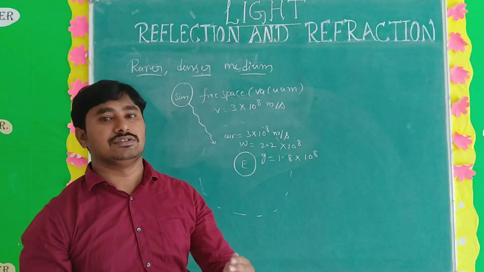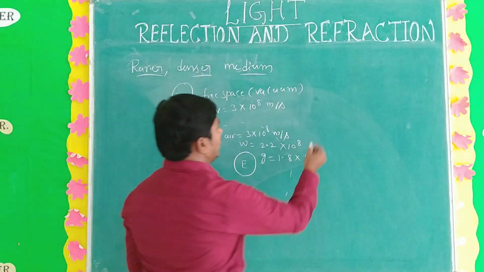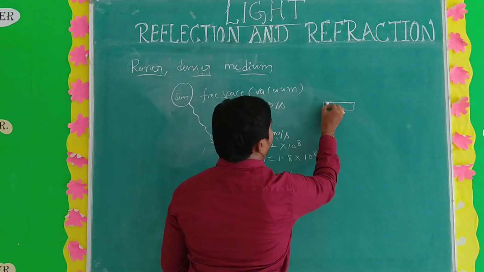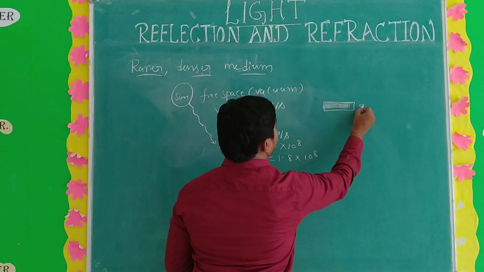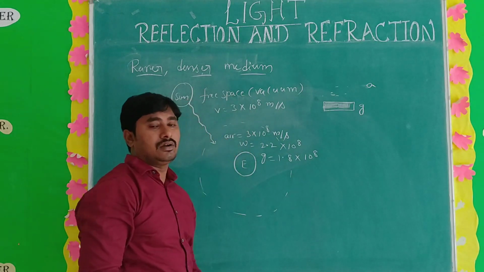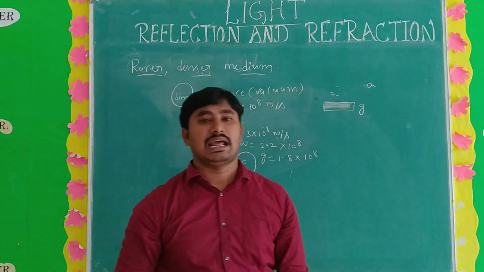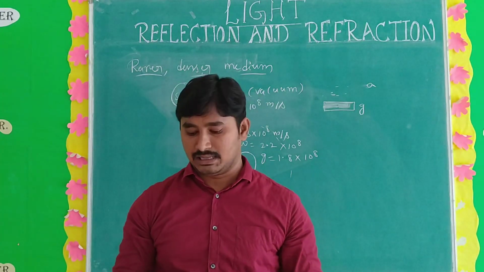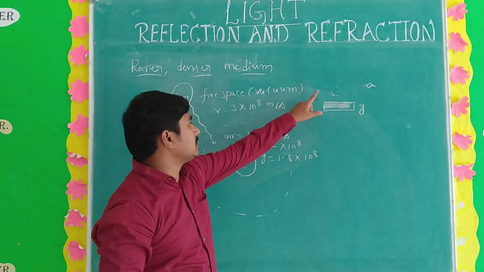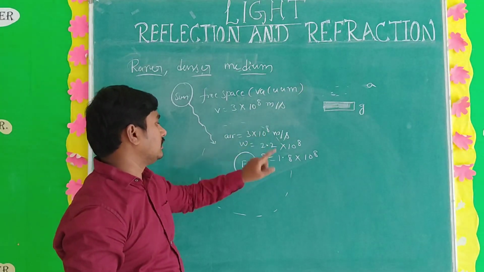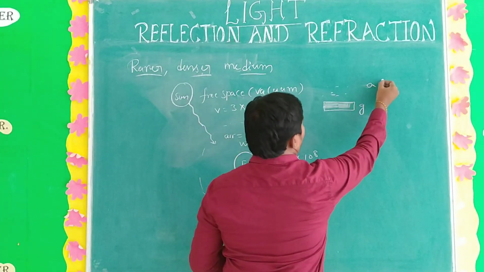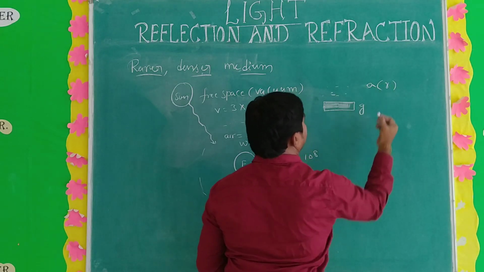Then how to find which is rarer and which is denser? For example, you should take any two mediums. For example, I have taken glass and air. The light travels from air to glass, meaning the light ray falls from air onto glass. Here the speed of light in air is approximately 3 into 10 power of 8. Then what about glass? 1.8 into 10 power of 8. Means the speed of light is very high in the air. That's why it is a rarer medium.